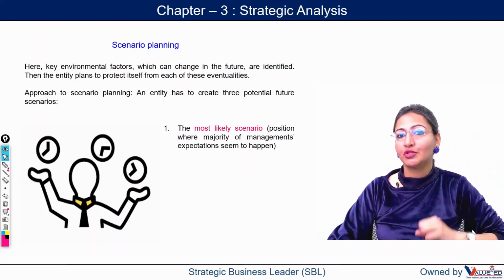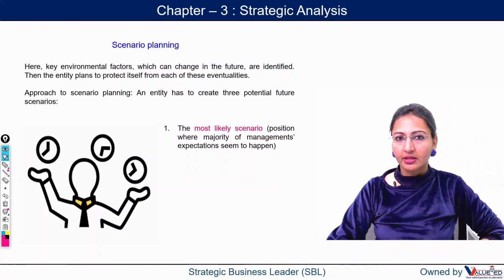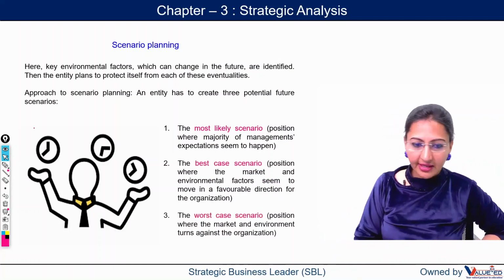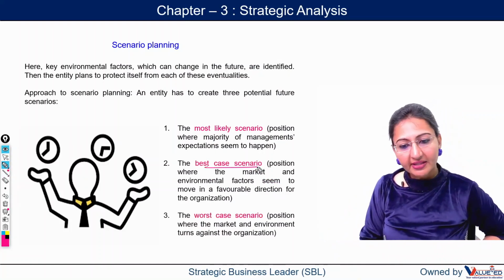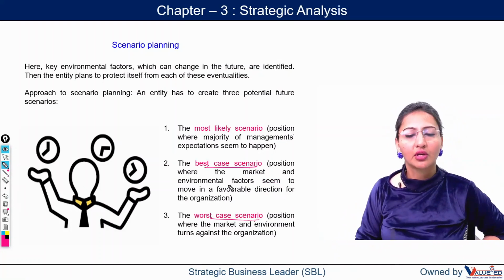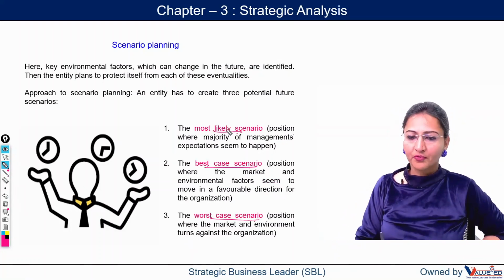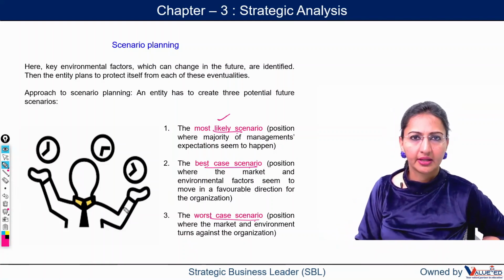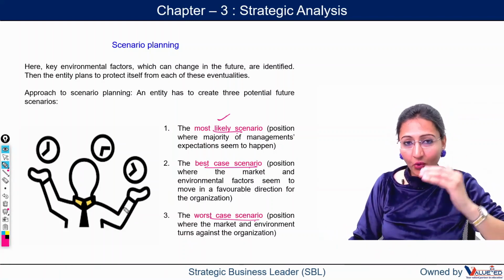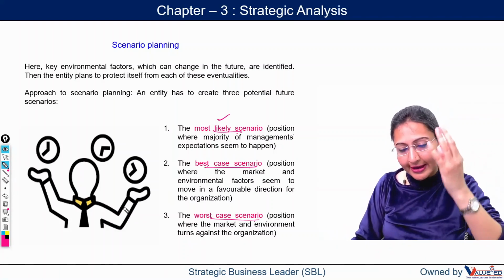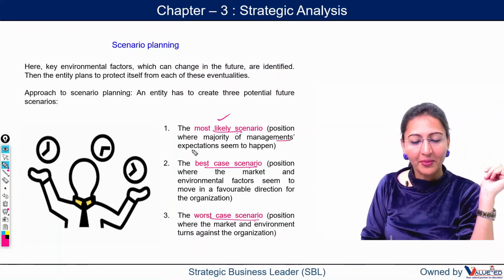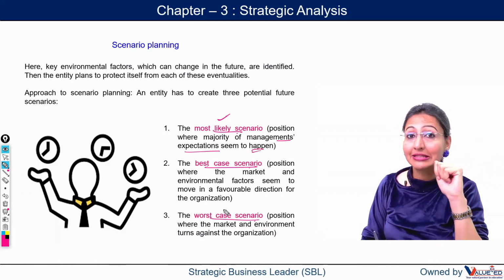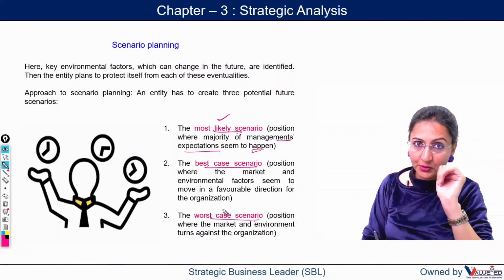So there is an approach to scenario planning. You actually note down three scenarios. One, the most likely scenario. Two, the best case scenario. And third, the worst case scenario. So I'll take up the first, the most likely scenario, which has a high possibility that this is going to happen. Whatever you are predicting, whatever you are thinking, that actually happens. So the majority of management's expectations happen. That's the most likely scenario: the chances are very high that what we are thinking is going to happen.